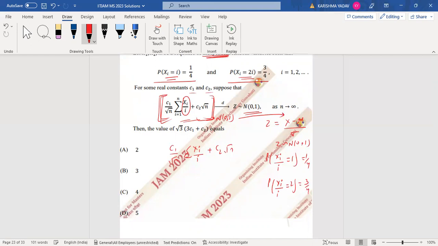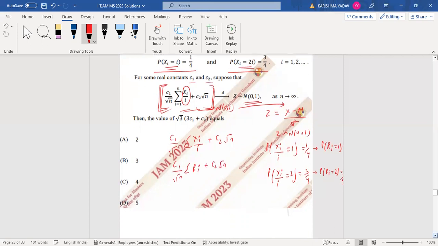And we can write them, let's just name them Ri. So probability Ri equals 1 is 1 by 4, and probability Ri equals 2 is 3 by 4. So we have just named xi by I as Ri. So that will be equal to c1 by root n, sigma Ri, plus c2 root n.